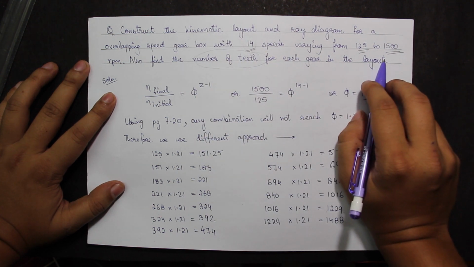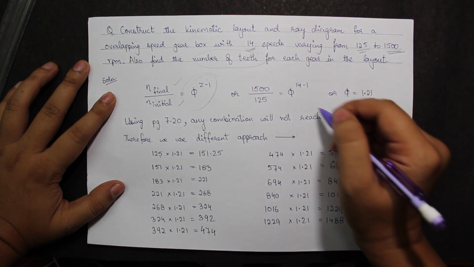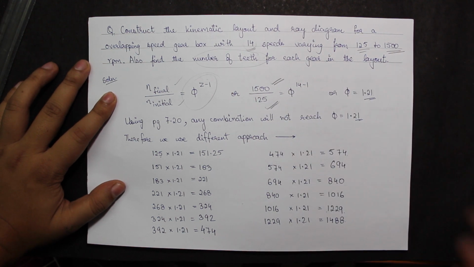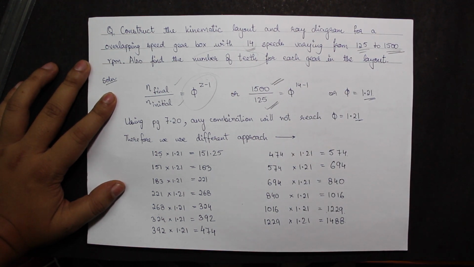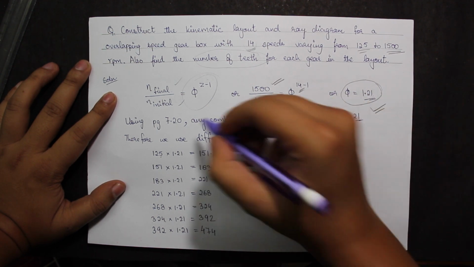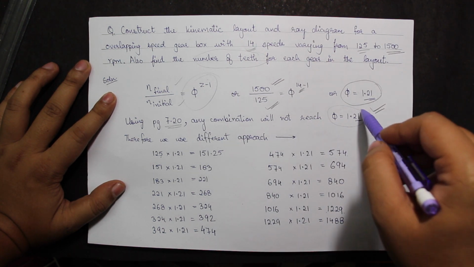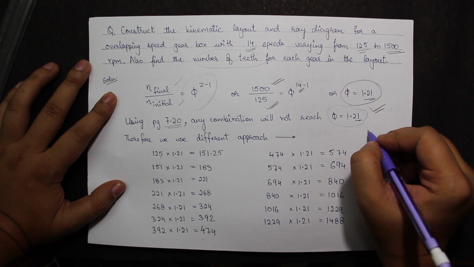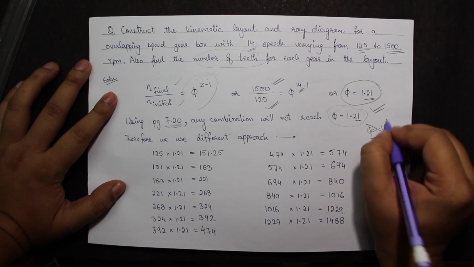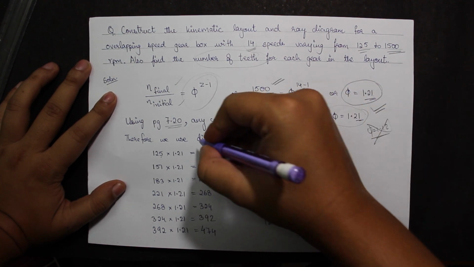As I know the formula, n final divided by n initial is equal to phi to the power of z minus 1. I have the value for n final as 1500 and n initial as 125. Keeping z as 14, I get the value for phi as 1.21. Using page 7.20, any combination will not reach a value for phi equal to 1.21. Whether I multiply the value for phi of 1.12 two times or three times, the specified value is not being reached. Therefore, I'll use a different approach over here.